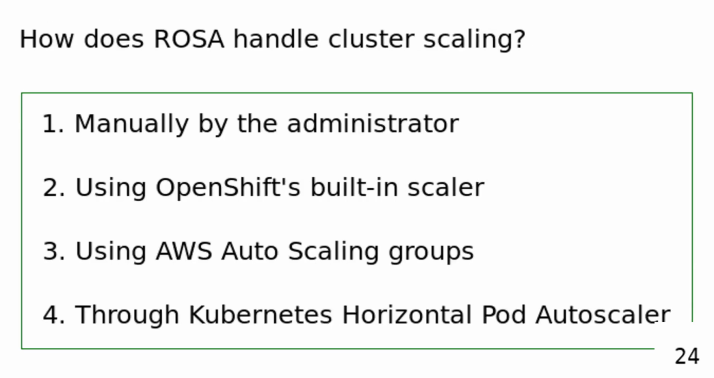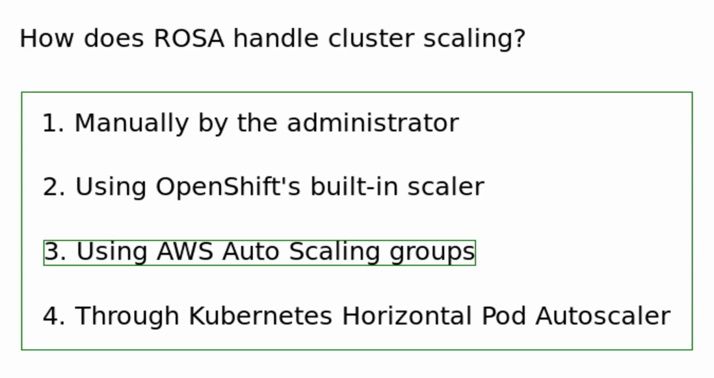How does ROSA handle cluster scaling? Manually by the administrator. Using OpenShift's built-in scaler. Using AWS auto-scaling groups. Through Kubernetes horizontal pod autoscaler. ROSA uses AWS auto-scaling groups to automatically adjust the number of worker nodes based on demand.